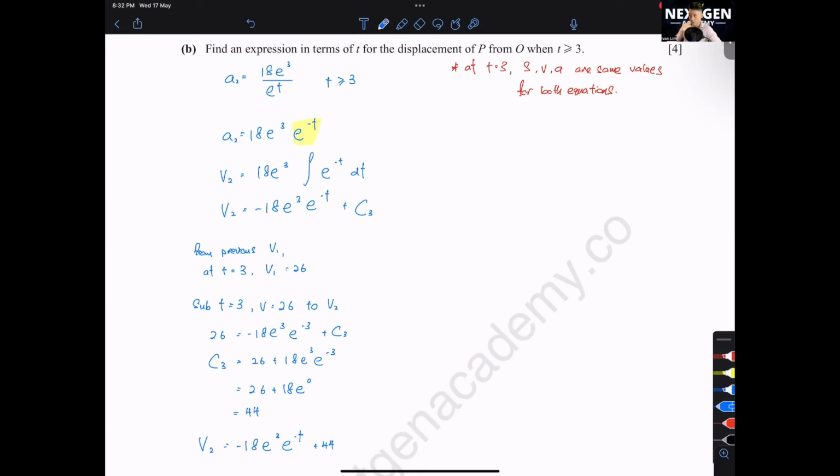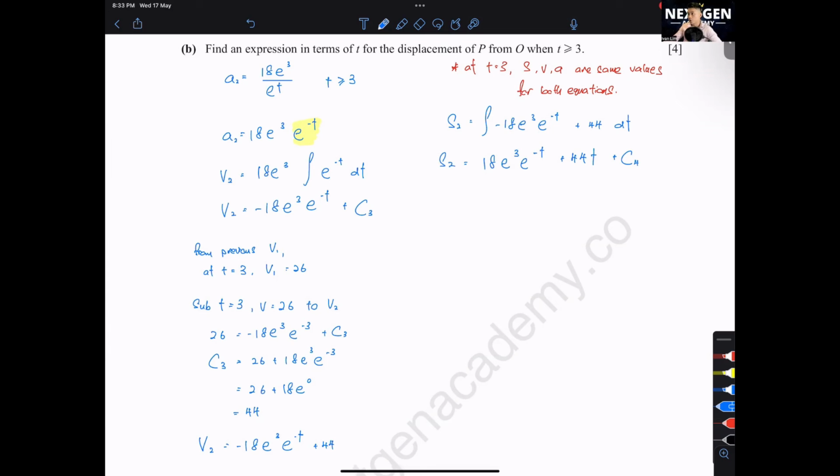Now I want to find my s. So I integrate this one here. Integrate negative 18 e cubed e power negative t plus 44 dt. All I need to do is integrate this. This will just be negative 1, so here will become positive 18 e cubed e power negative t plus 44t plus c4.